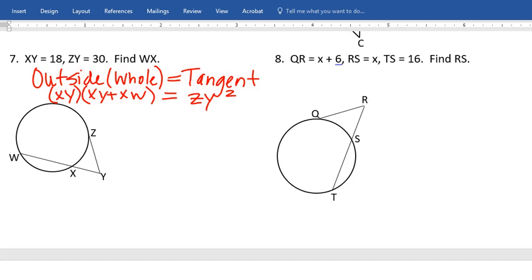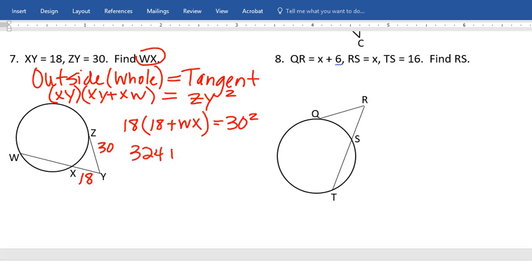So let's go ahead and label this with our measures. We've got 18 out here, we've got 30 here, right? So we're going to do our xy, which is 18 times 18 plus, I'm going to call it wx because that's what we're actually solving for up here. Y'all see that instead of xw. And then we're going to take this 30 and we're going to square it. So 18 times 18 is 324 plus 18wx equals 900.